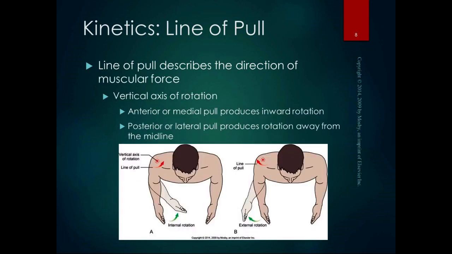With a vertical axis of rotation in the transverse or horizontal plane, anterior or medial pull produces inward rotation. Posterior or lateral pull produces rotation away from the midline, or external rotation. So the line of pull really makes sense for the direction of muscular force and the action that it produces.